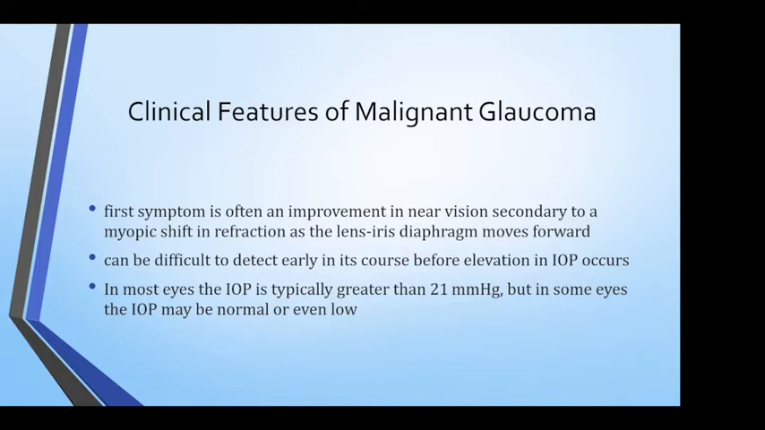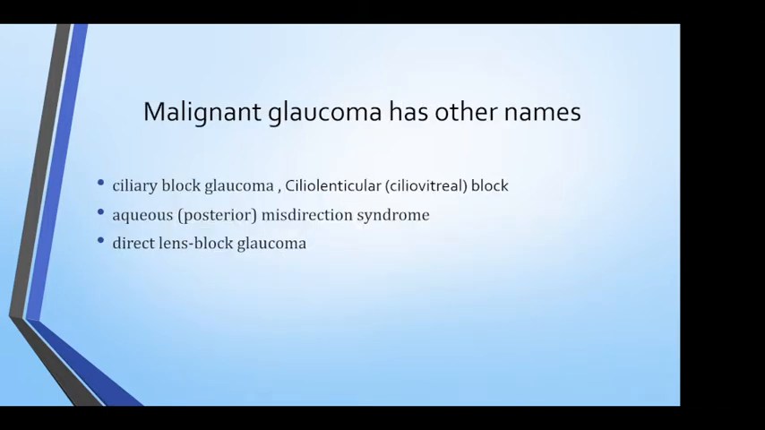It can be difficult to detect, especially before the IOP becomes higher, because it can start with low pressure, and then the pressure keeps on going up. In most eyes, IOP is typically greater than 21 millimeters of mercury, but some eyes can be normal or even low. Also, malignant glaucoma has other names. They call it ciliary block glaucoma, or ciliolenticular, or ciliovitreal block, or aqueous misdirection syndrome, or posterior misdirection syndrome, or direct lens block glaucoma. So you can see it different ways in different articles.